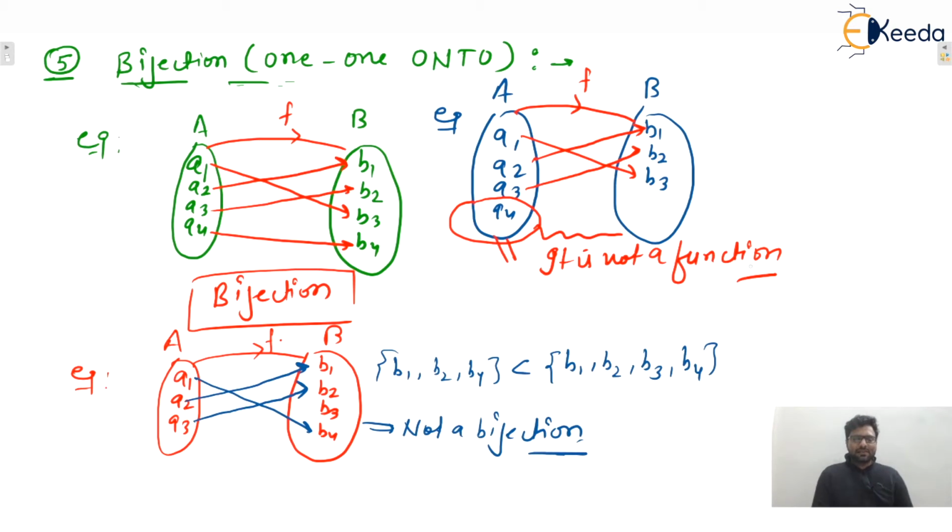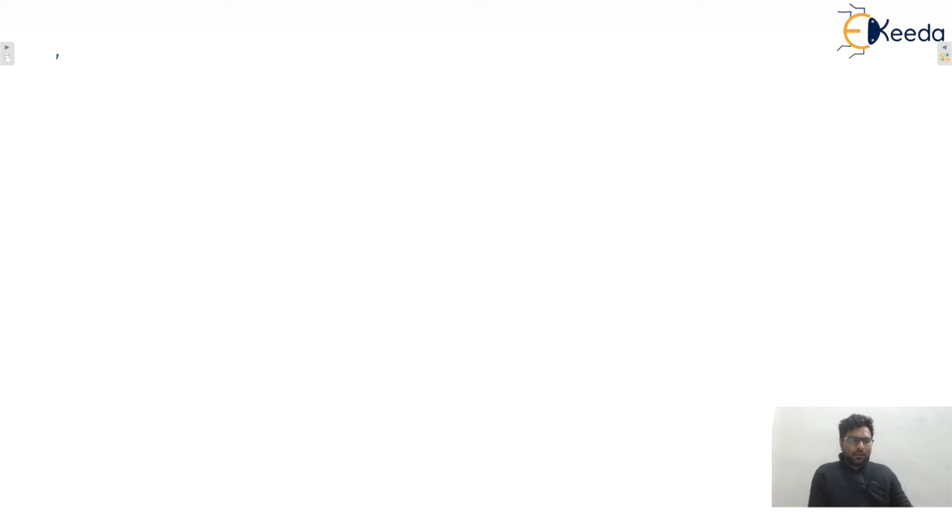Okay. So that's all about bijection. Now we'll take some examples and we'll see how to prove whether the given function is one to one, onto, or a bijection. Okay, so we'll see one by one. So let us take one example.